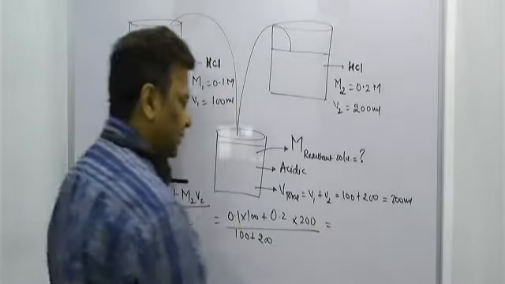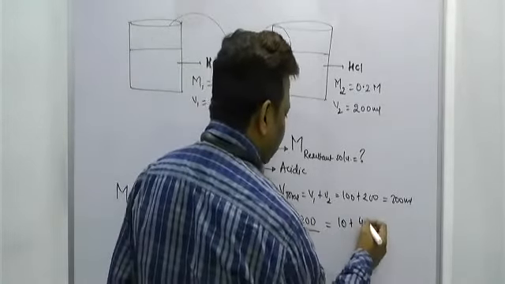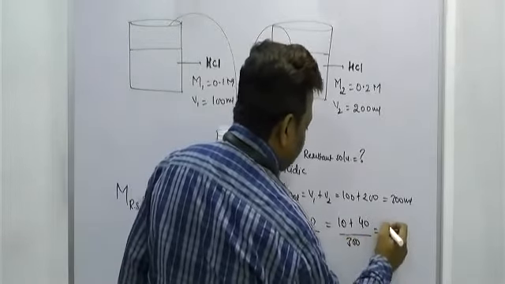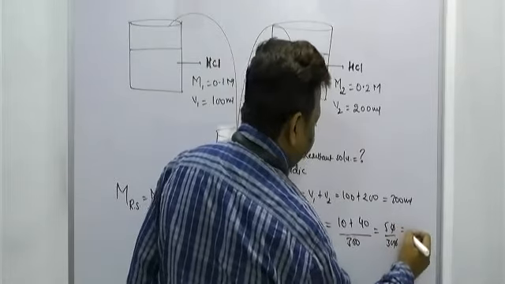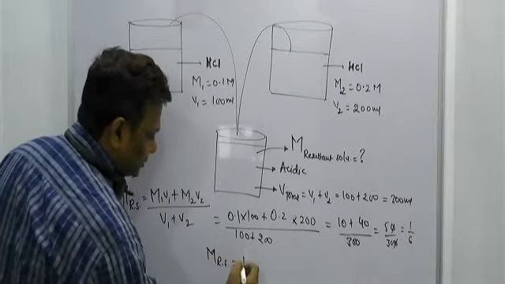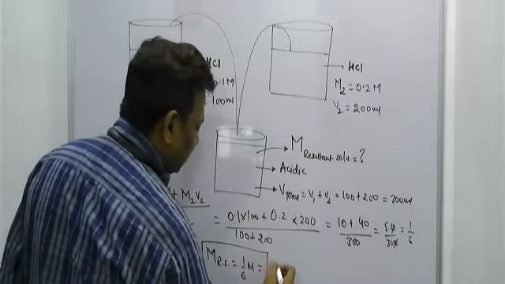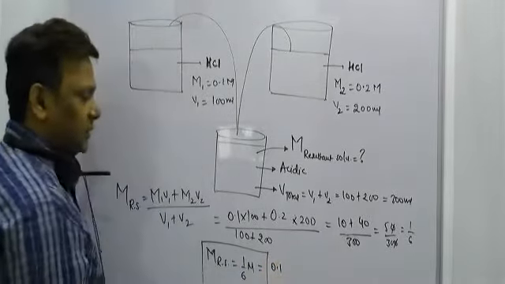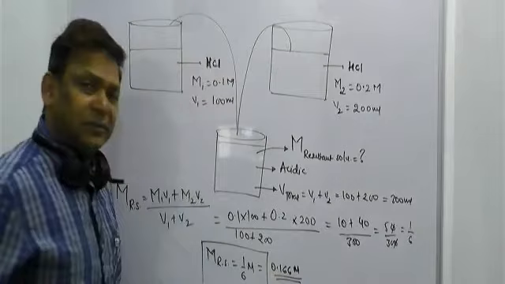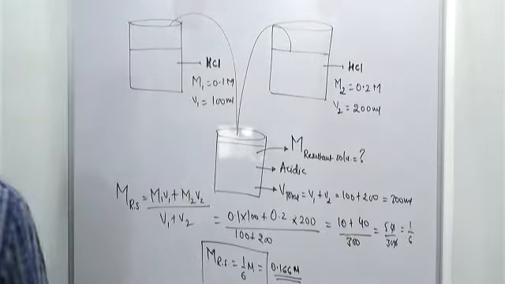0.1 into 100 is 10. 0.2 into 200 is 40. So 40 plus 10 is 50, divided by 200 plus 100, which is 300. 50 by 300 is 5 by 30, which is 1 by 6. So the molarity of the resulting solution is 1 by 6 molar, or in decimal, 0.166 molar. Is it clear? Take a screenshot.